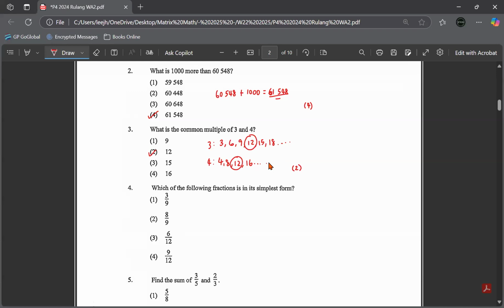Question 4. Which of the following fractions is in the simplest form? If you look at these 4 options, you can see that one of them is already in the simplest form. 3 over 9, you can still further simplify by dividing by 3. 8 over 9 cannot. So your answer is actually number 2. If you want to check, 6 over 12, you still can simplify, divide by 6. This one, you still can divide by 3. So that means 1, 3, and 4 are not simplified yet. But 8 over 9, you cannot simplify anymore. So the answer is option 2.